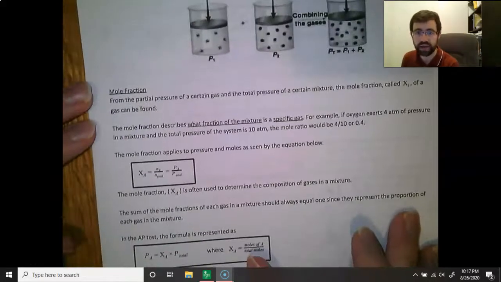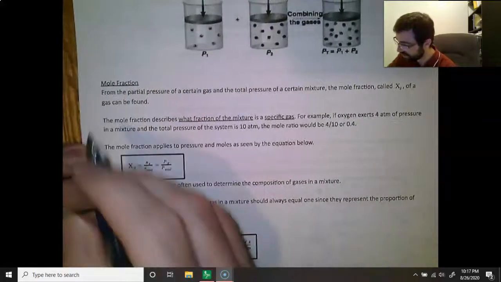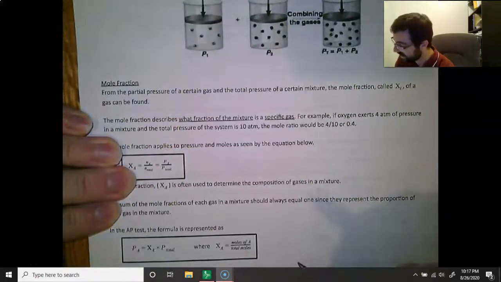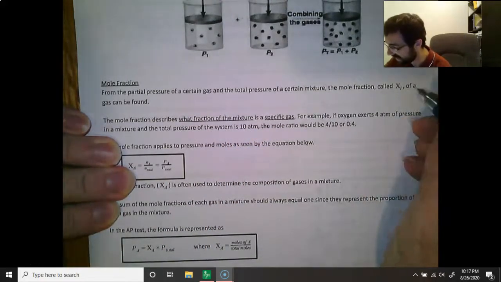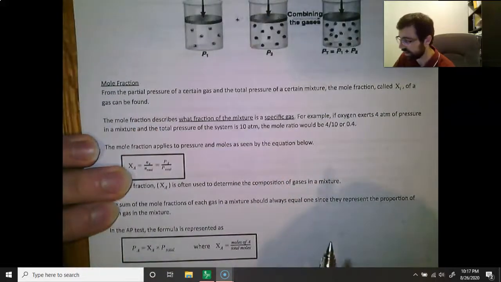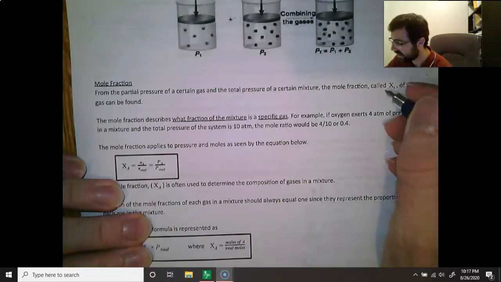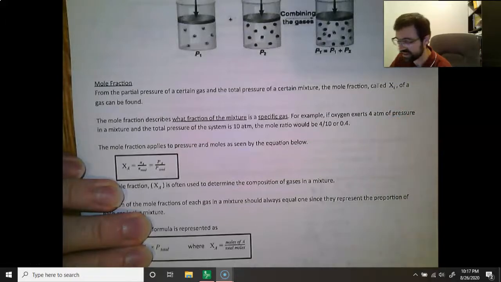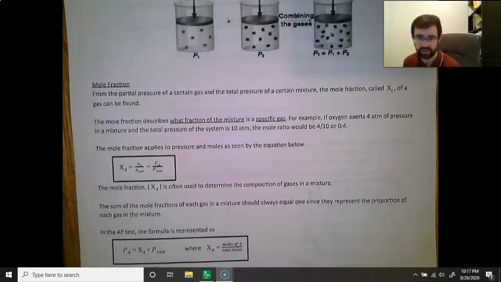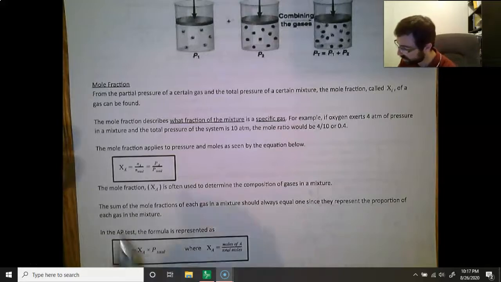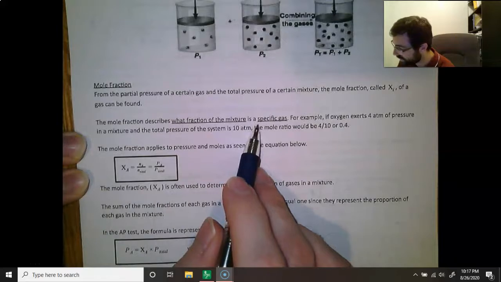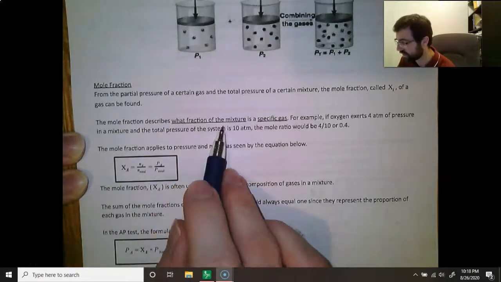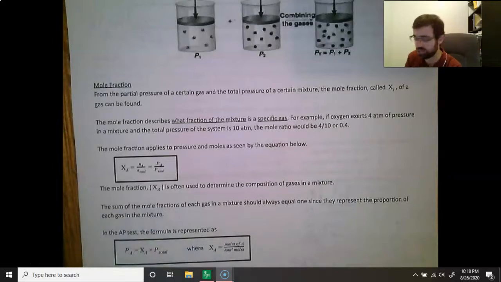All right, our mole fraction. From the partial pressure of a certain gas and the total pressure of a mixture, the mole fraction, called Xi of a gas, can be found. This capital X with a subscript of something, in this case Xi, could be X of whatever the gas is. That's really what it means. So the mole fraction describes what fraction of the mixture is a specific gas. What fraction of the mixture is that gas?